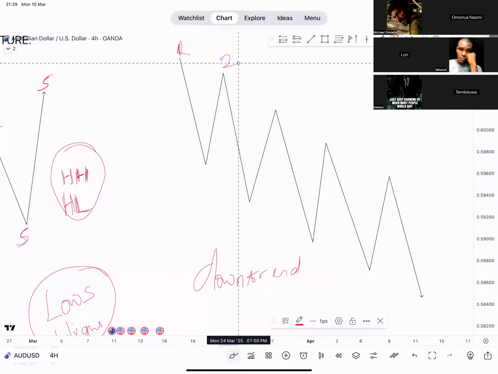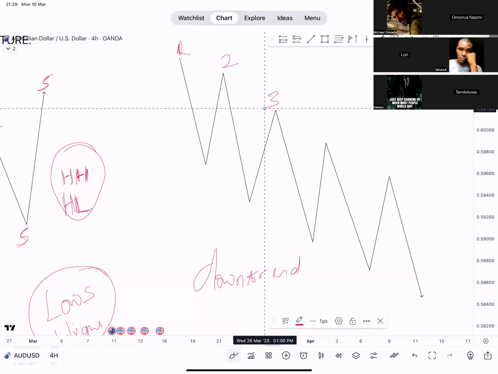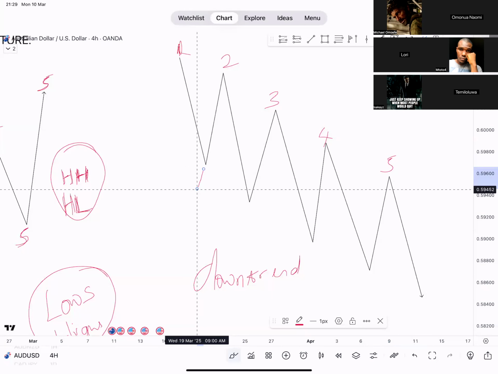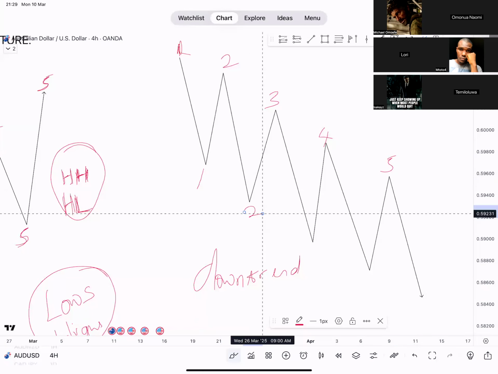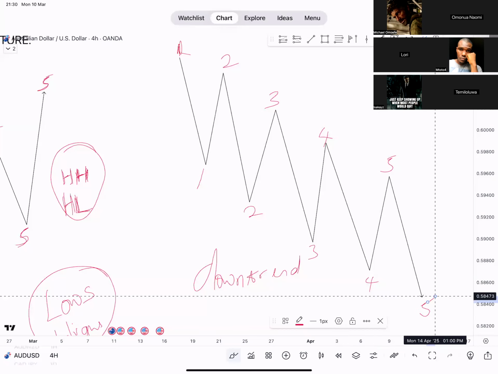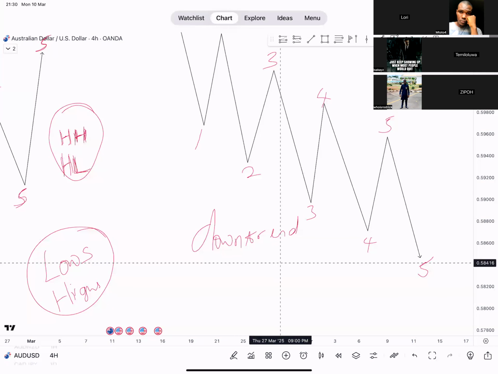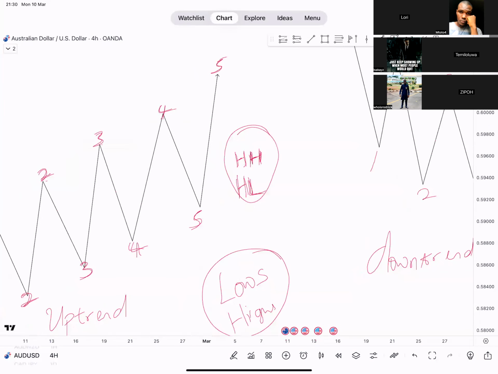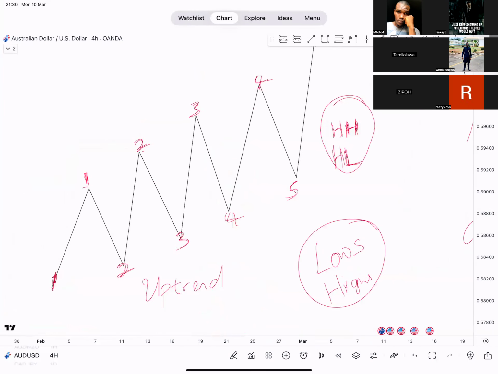Here we have high 3, high 4, and high 5. Here we have low 1. Here we have low 2, low 3, low 4, and low 5. Now, remember that in an uptrend, the highs were always going above the previous highs. The lows were always going above the previous lows.